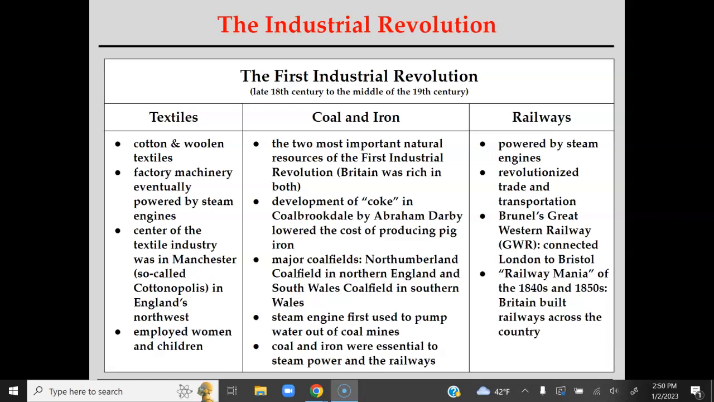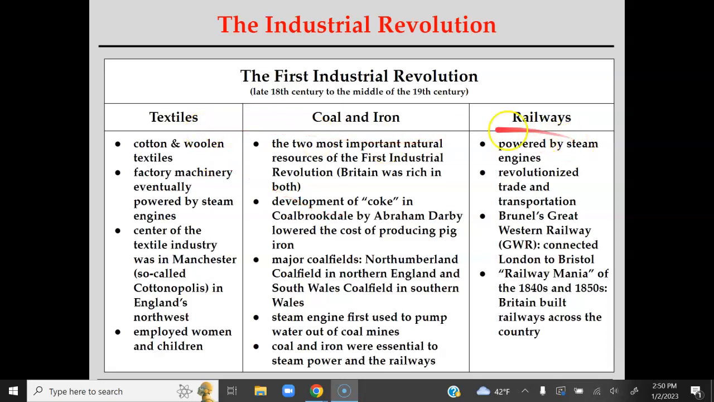So let's go. All right, this slide here basically sums up the Industrial Revolution. It's not actually just one Industrial Revolution. There's actually many, but in the 19th century, there are two. So the first Industrial Revolution is basically what I covered in the previous Industrial Revolution notes.